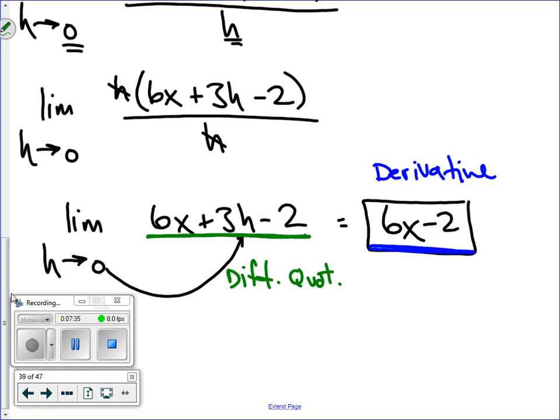Okay, there's a difference. When we do the limit, when we evaluate the limit as h approaches 0, and we plug it into the difference quotient, we get the derivative. Okay, that's the terminology. And then with the derivative, if we plugged in something for x, we'd get a slope. This question only asks for the derivative, so we're done. 6x minus 2.